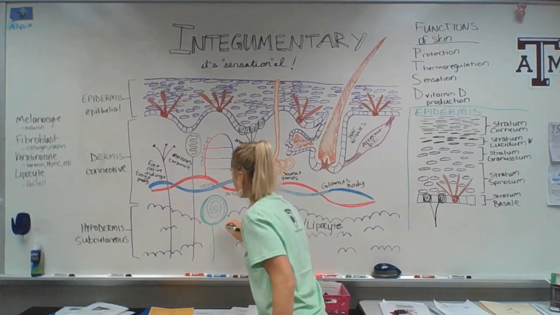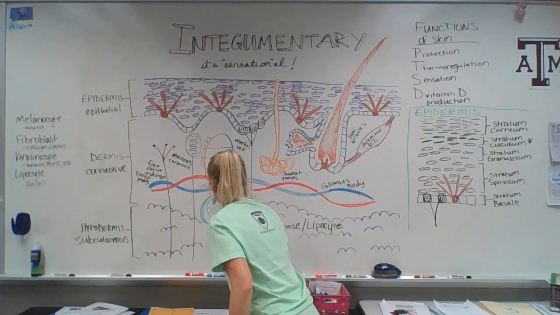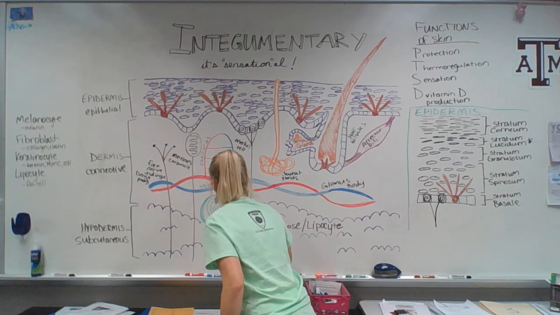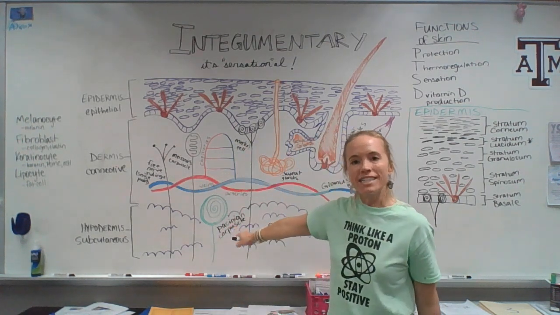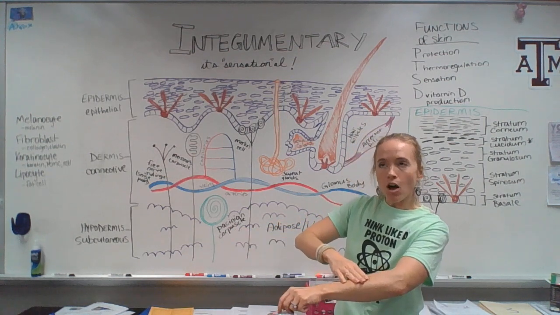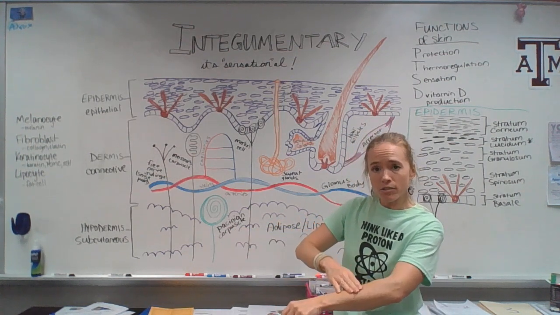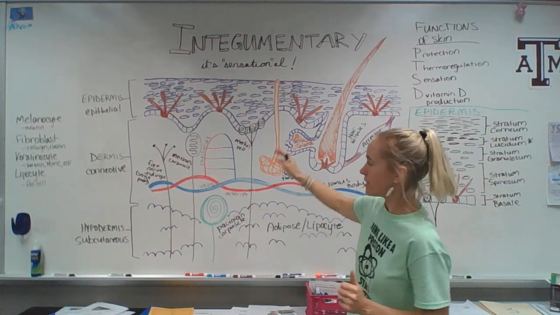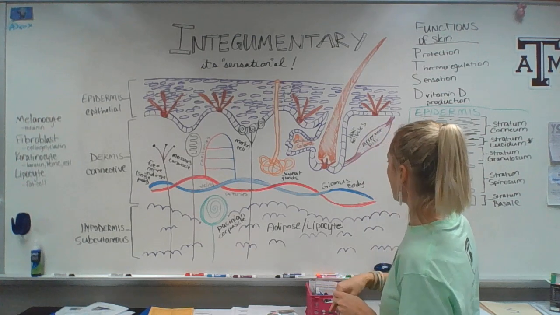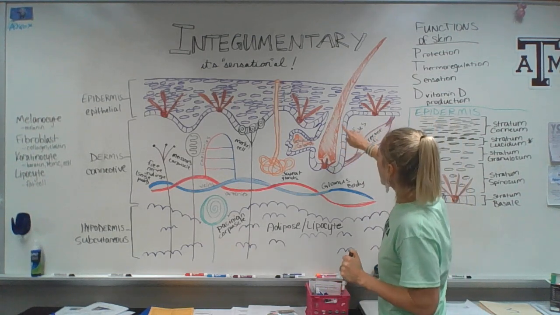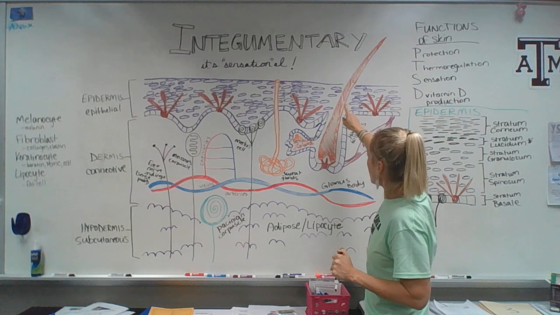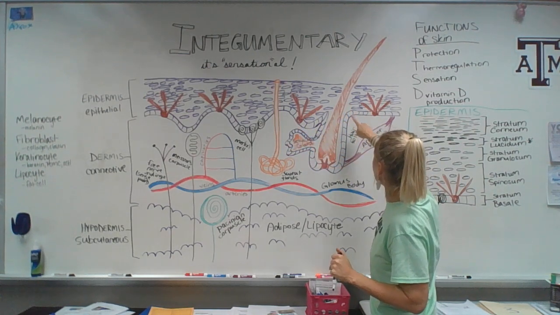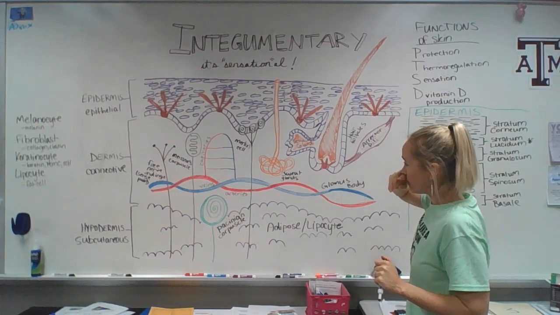Right here, this is a Pacinian corpuscle. The Pacinian corpuscle is going to sense more deep pressure. Deep pressure, also vibrations and tickles are sensed by the Pacinian corpuscle, so that means it's going to be afferent, sending information to the brain. The hair follicle itself is lined by this base layer of the epithelium.